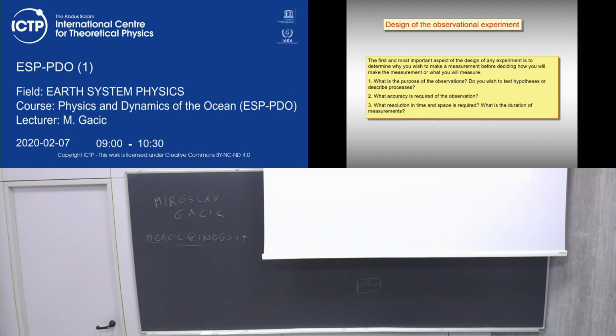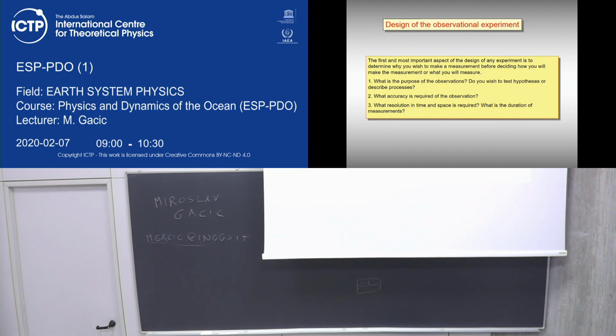If you want to look at the response of the current to the wind, we know that the wind changes, at least here, on a typical time scale of a week or so.